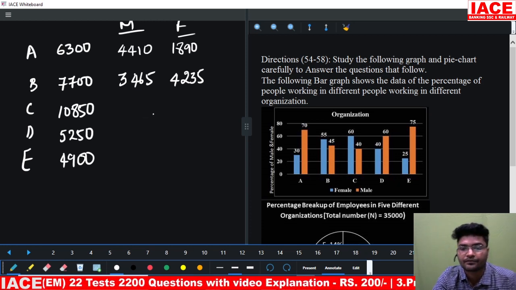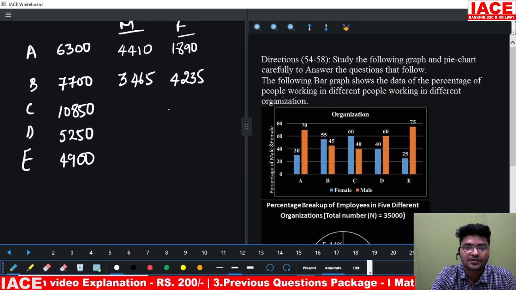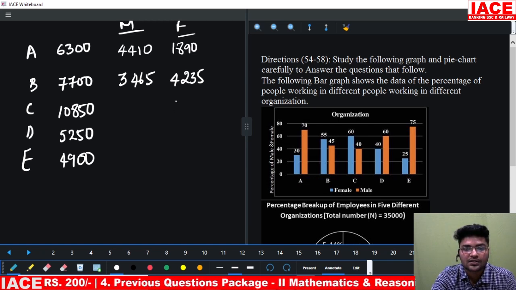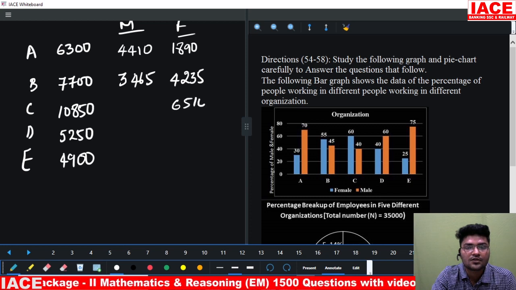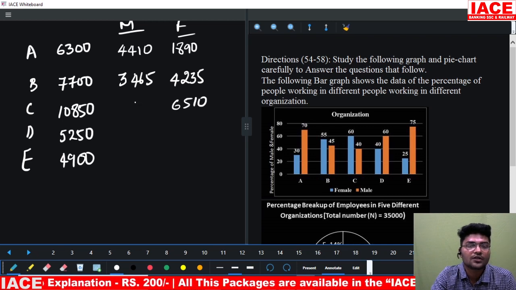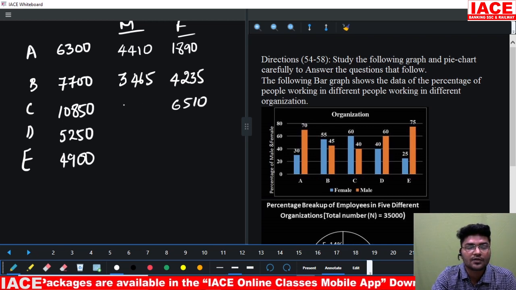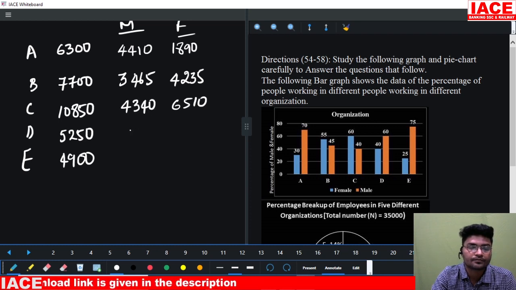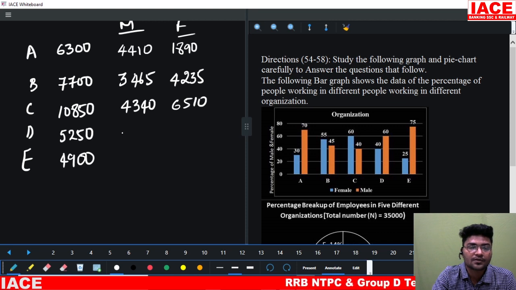Next is your C. 60% are females. 60% are females means 6 into 1085, which is 6510. Next, males are 40%. 40% means 4 into 1085, which means 4340. Next, D. Females are 40%.